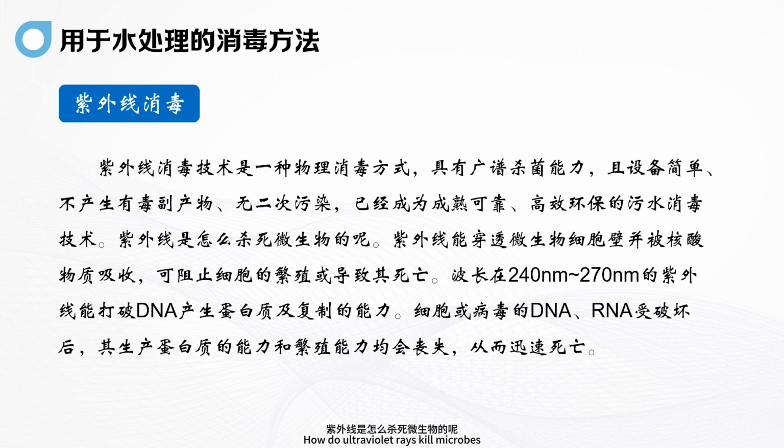How do ultraviolet rays kill microbes? Ultraviolet rays can penetrate microbial cell walls and are absorbed by nucleic acid substances. It can prevent cells from multiplying or cause them to die. Ultraviolet rays with wavelengths of 240 to 270 nanometers can break the ability of DNA to produce protein and replicate. After the DNA and RNA of cells or viruses are destroyed, their ability to produce protein and reproduce will be lost, so they die quickly.